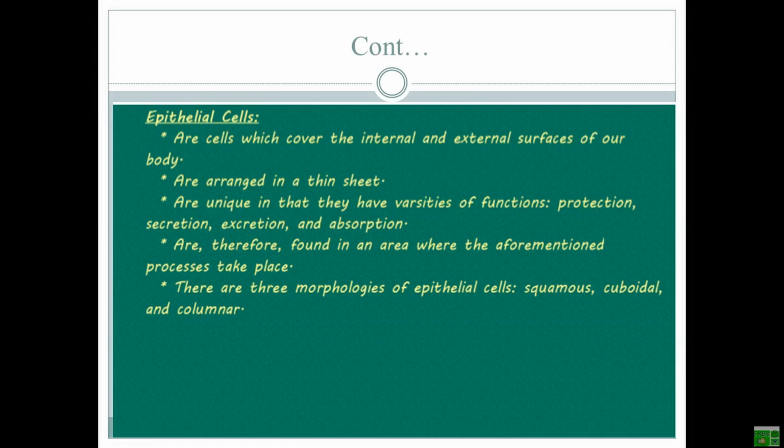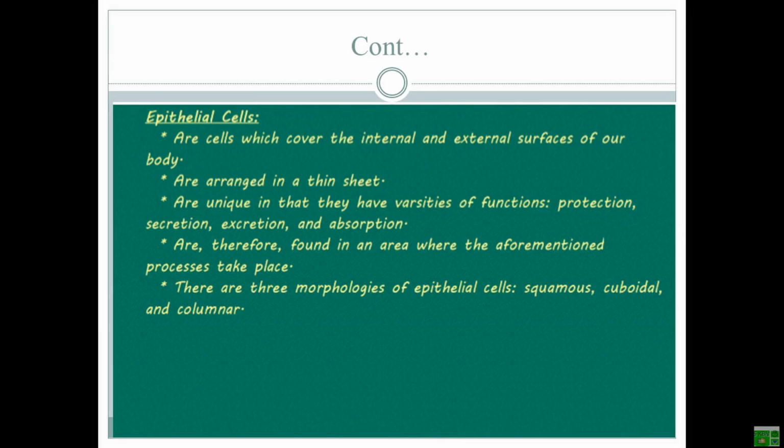Now look at epithelial cells, which are one of the specialized cells. Epithelial cells are cells which cover the internal and external surfaces of our body. They are arranged in sheets and are unique in that they have a variety of functions, which are protection, secretion, excretion, and absorption.